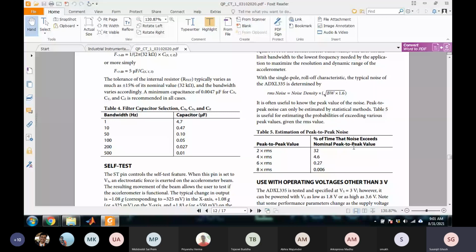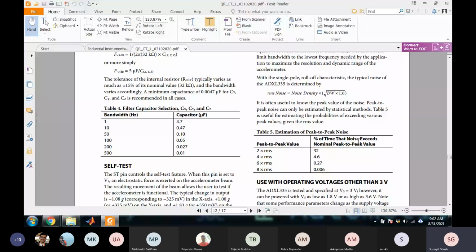So if you are picking up 2 times the RMS value as the peak to peak value, that means you are allowing 32% of the time for this noise to exceed its nominal peak to peak value. So the nominal peak to peak value is this RMS noise, and if you are taking this as the estimated value, then 32% of the time it will exceed.